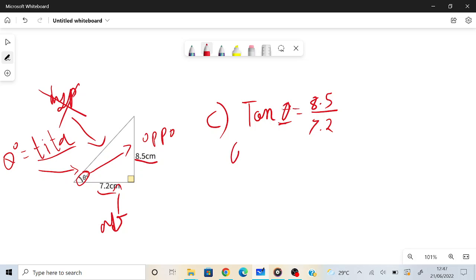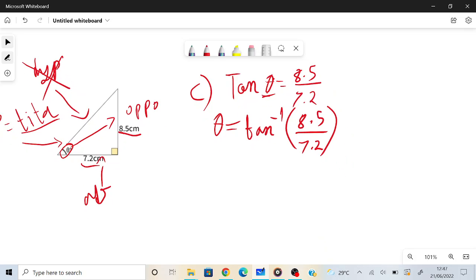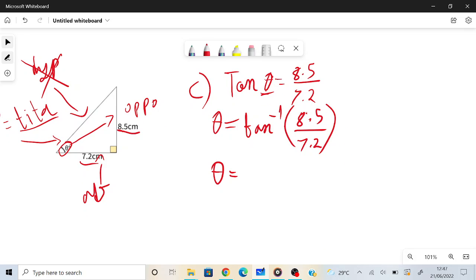What you can do in this case, using your algebra knowledge, is you know that theta is basically the tan inverse of 8.5 over 7.2. When you take tan, sine, or cos to the other side of the equation, it becomes the inverse of it. And putting this in your calculator, tan inverse of 8.5 over 7.2 gives 49.73 degrees to 2 decimal places.